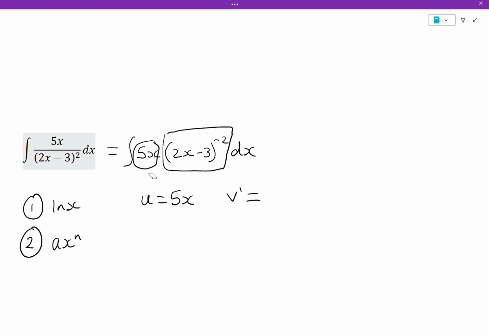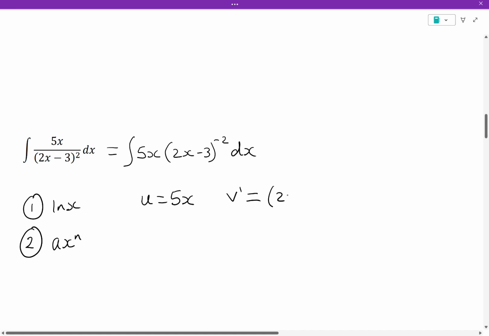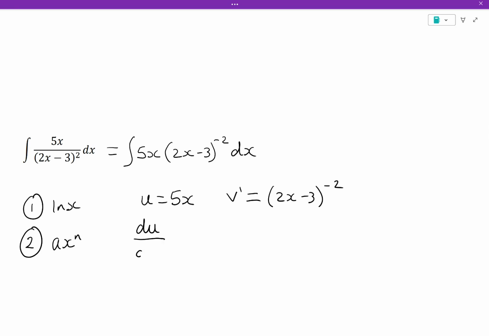And then therefore the rest of the expression we're integrating is going to have to be our v dash. Then what we're going to have to do next is differentiate my u. So that gives me 5, which is nice to have a numerical value. And then we're going to have to integrate our v dash.